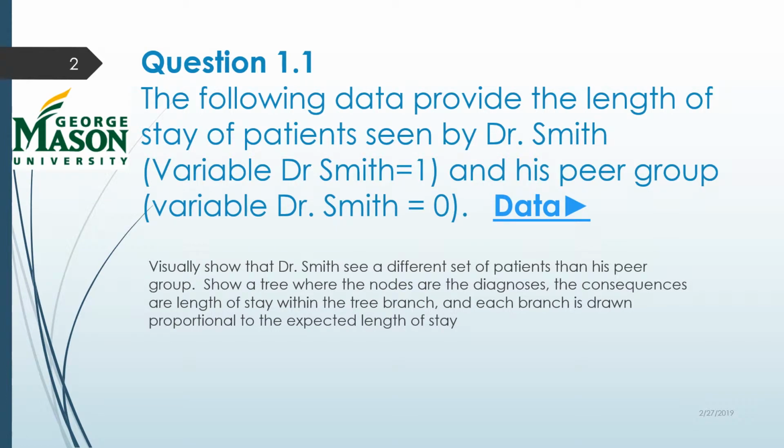I'm doing question 1 as my TeachOne, and there are 4 questions in question 1. So this is question 1.1: Visually show that Dr. Smith sees a different set of patients than his peer groups. So a tree where the nodes are the diagnosis and the consequence is length of stay within the tree branch, and each branch is drawn proportional to the expected length of stay.